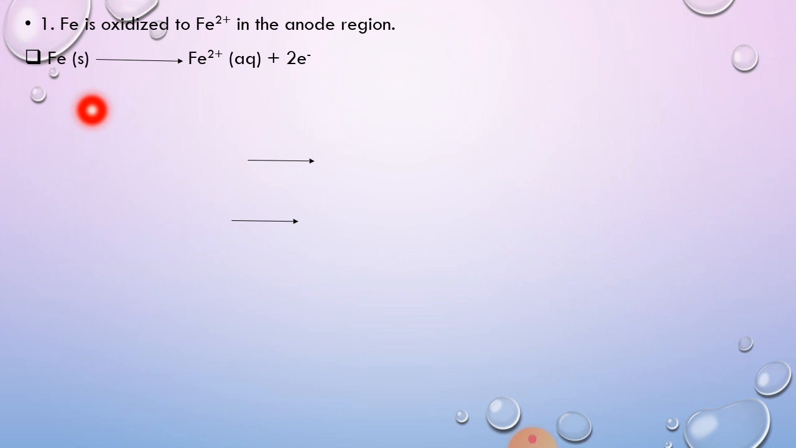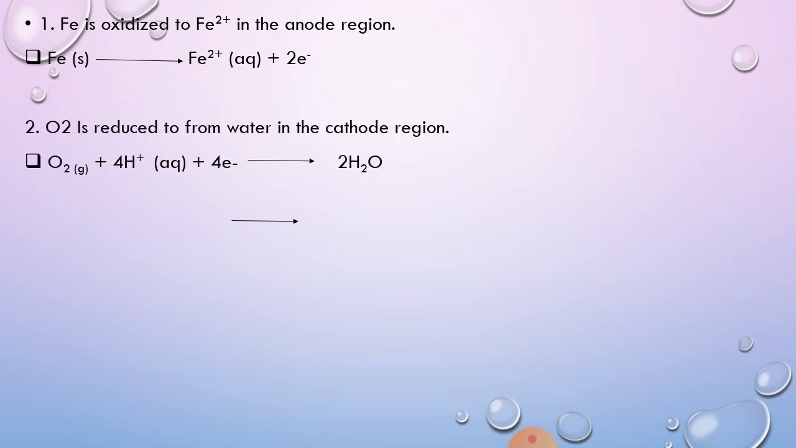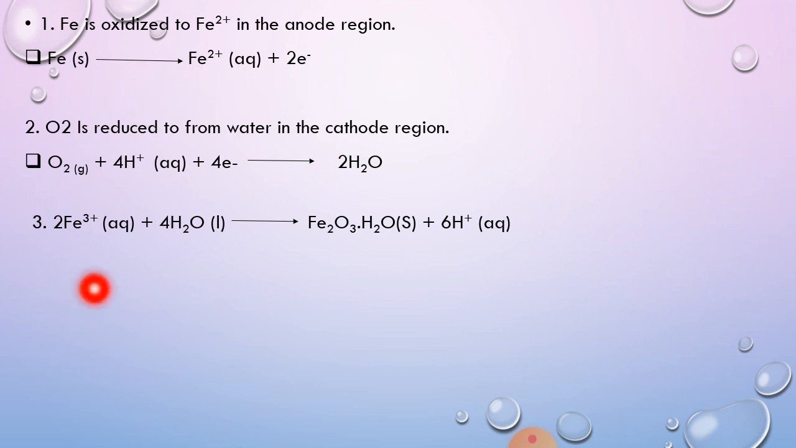Fe gets oxidized to Fe2+ at the anode region. Then O2 is reduced to form H2O, that is water, at the cathode region. And the third reaction is 2Fe3+ plus 4H2O gives what? Fe2O3.H2O plus 6H+.